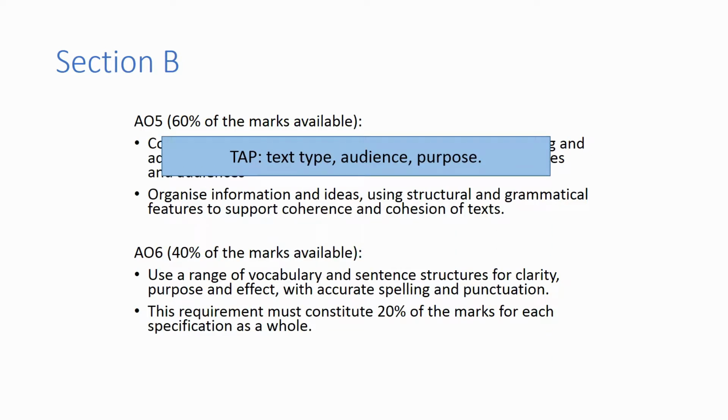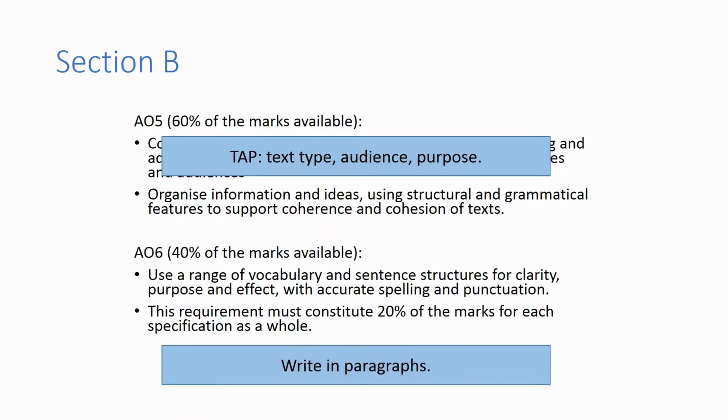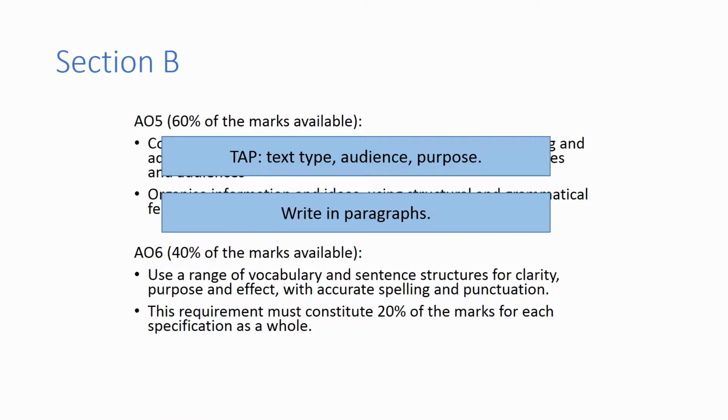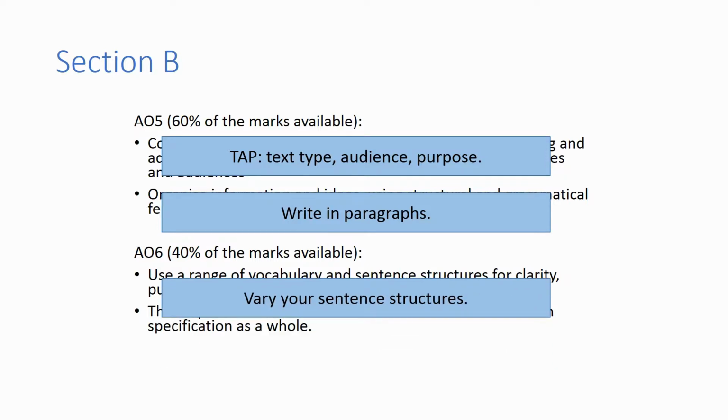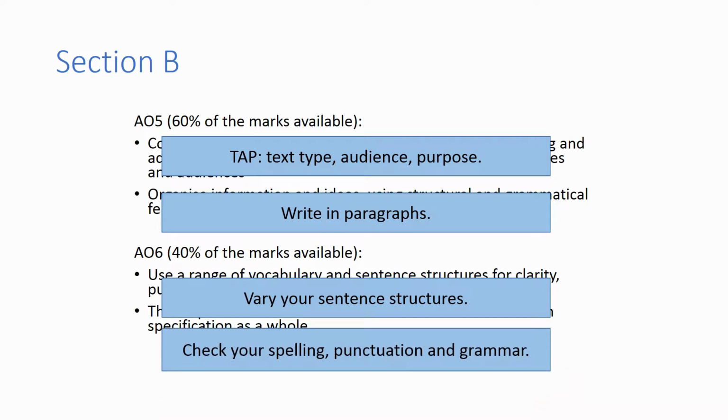When we write, we are focusing on our TAP, or text type, audience, and purpose. The text type that we're looking at today is narrative writing. We're also, as I've said before, writing in clear, coherent paragraphs. And we're varying our sentence structures, so we're using our simple, our compound, and our complex sentences. We always have to check our spelling, punctuation, and grammar, or SPAG, when we're writing. So we will be checking our SPAG throughout the writing process.